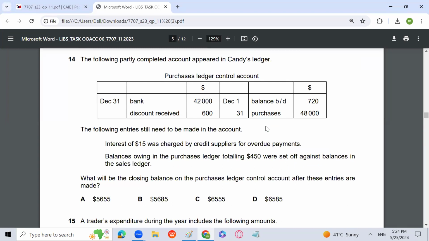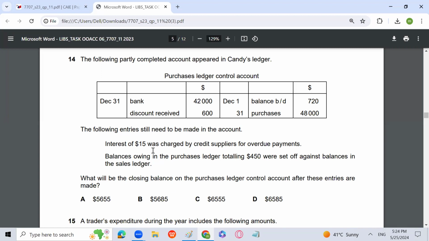The following partly completed account appeared in Candy's ledger, purchase ledger control account. The following entries still need to be made in the account. Interest of $15 was charged by a credit supplier for overdue payments. Balances owing in the purchase ledger totaling 450 were set off against balances in the sales ledger. These entries are not yet recorded in the PLCA. So what will be the closing balance on the purchase ledger control account after these entries are made?